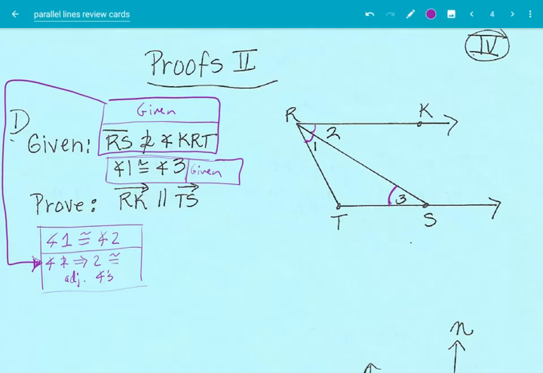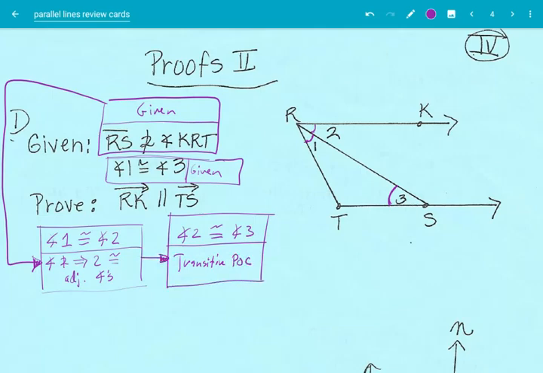What does that help us with? If 2 and 3 are congruent, which they are by transitive property, well, then that would mean that this and this, those would be alternate interior angles, wouldn't they? To RK and TS. So let's go ahead and do that. Angle 2 congruent to angle 3. And that's all we need, really. Let's see, we use the transitive property. Congruency. That came from that box. That's where angle 2 was. Angle 1 was right there.